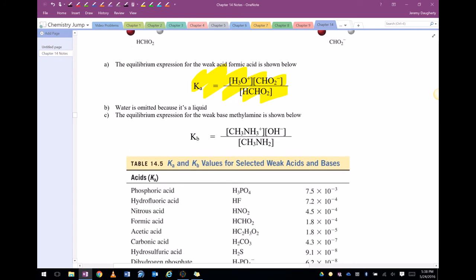So here's for a base. The key part, the important part of both of these equations is, in this case, the hydronium ion, which is often shown as the hydrogen ion. In this case, the hydroxide ion.